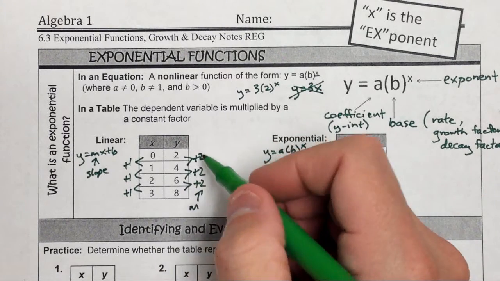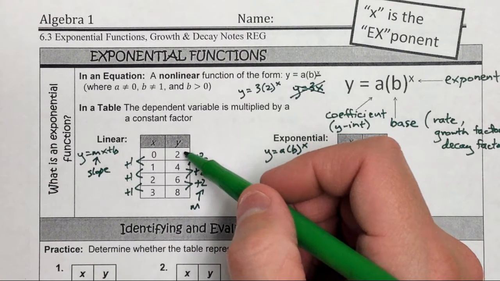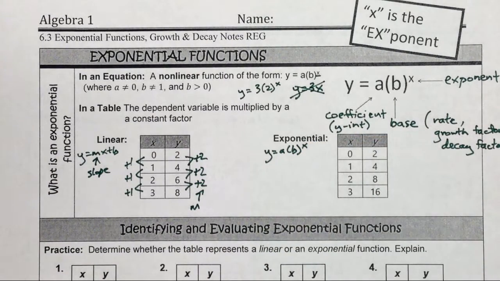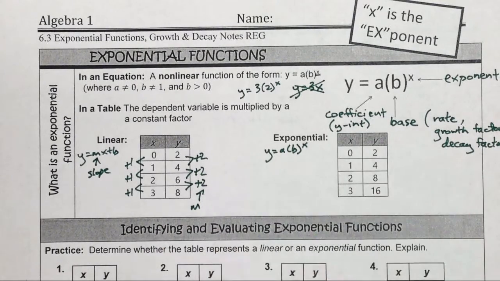So whenever you're adding on a table, or you're adding values at a constant rate on the y, this is a dead giveaway that this is a linear function. If I were to plot this, it'd be a straight line.